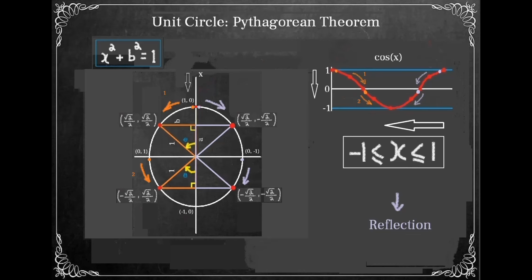So we can safely say when x equals 1 or -1, y equals 0, the blue lines, and when x equals 0, y equals 1 or -1.